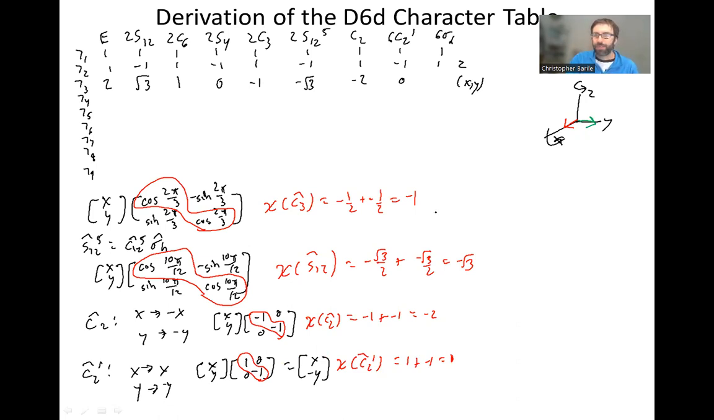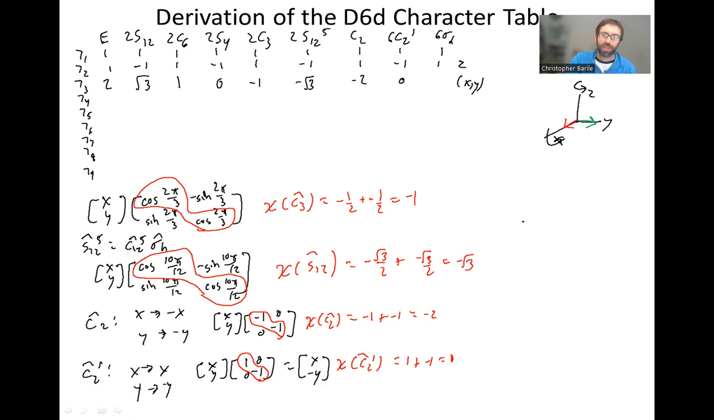Sigma d. Sigma d is a tough one to visualize. And the reason why is because you have 6 C2s, and all the sigma d's are going to be off axis because the sigma d's bisect the C2s. And so the 6 C2s are going to be 30 degrees apart from one another. And so the sigma d's are going to be 15 degrees off from that, bisecting the C2s.